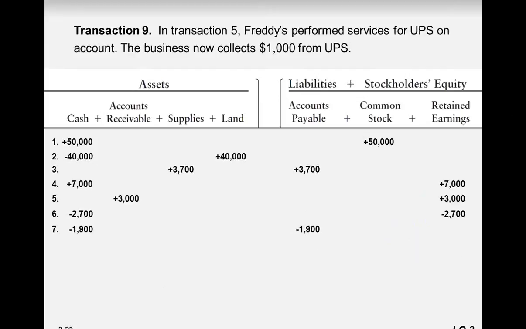Freddy performed services for UPS on account. The business now collects $1,000 from UPS. Their accounts receivable was for $3,000, and UPS has paid $1,000 of that. Now the company has $1,000 more cash and only has a balance of $2,000 in accounts receivable.